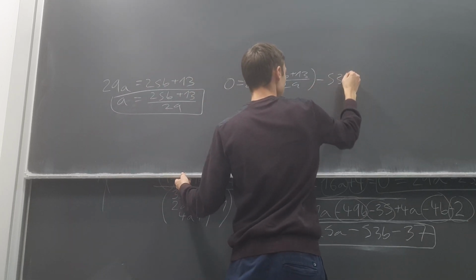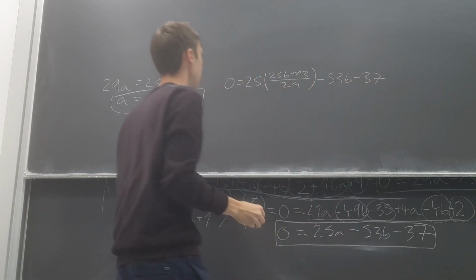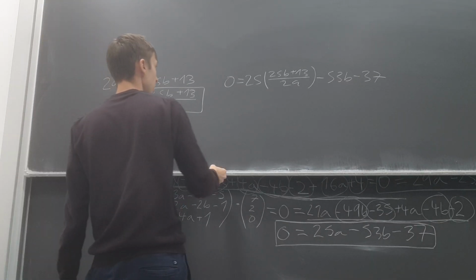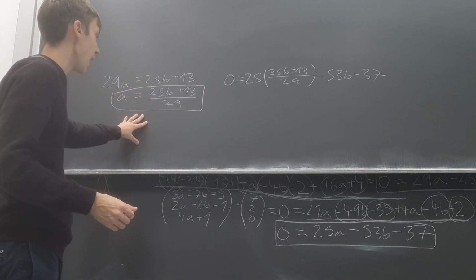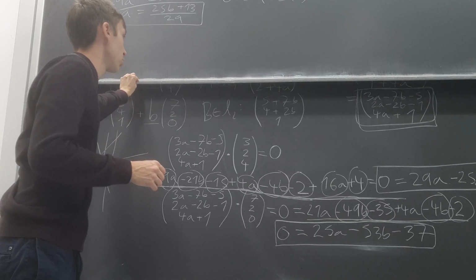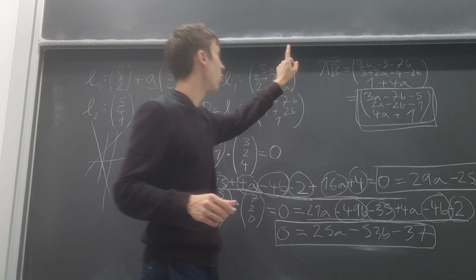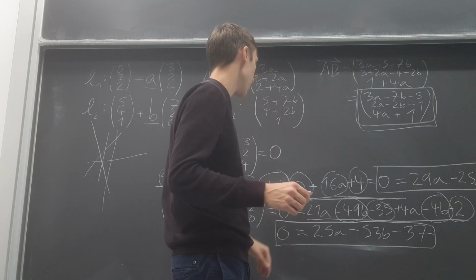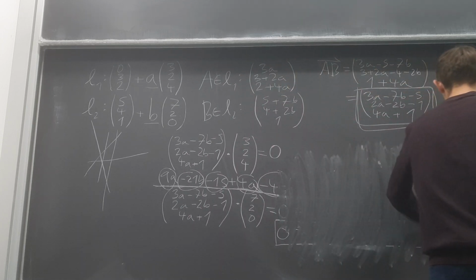Minus 53B minus 37. Now we solve for B. B will be something, alright? So we solve for B, we solve for A, and after all of that, to get the distance, what we will do is basically we go and refer back to AB. So we go and refer back to AB, which is this basically.